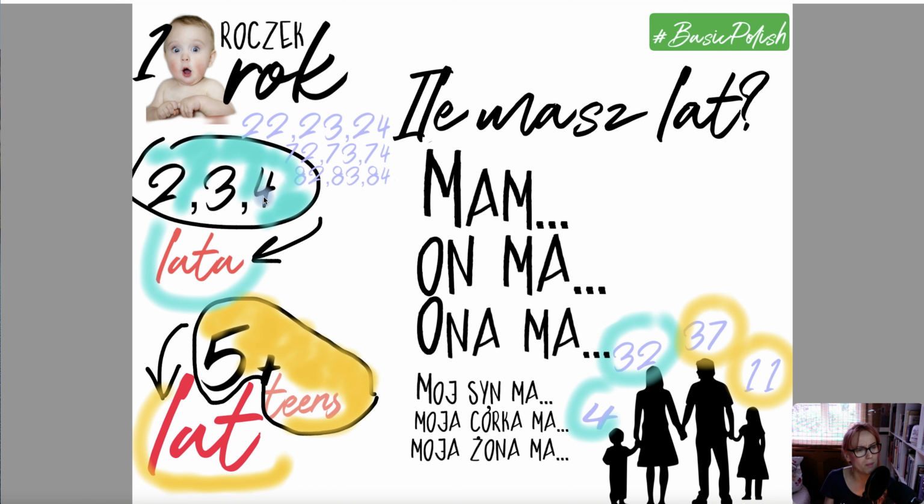So you need to remember that these 2, 3, and 4 appearing with numbers above 20, 22, 23, 24, 32, 34, 82, 84, and so on and so forth, we will use the version of years in Polish as lata, okay? So if a child is 5, so no longer 2, 3, or 4, but 5, our version for years is now lat.